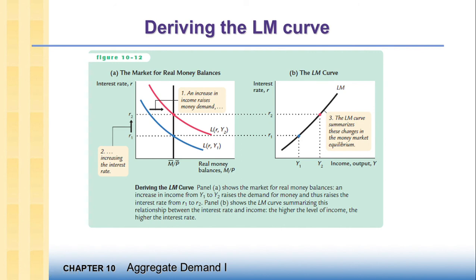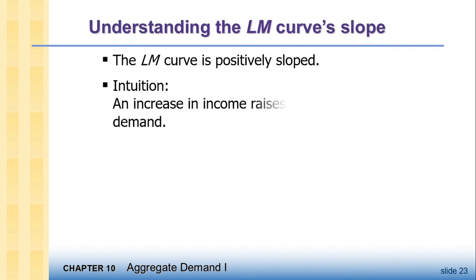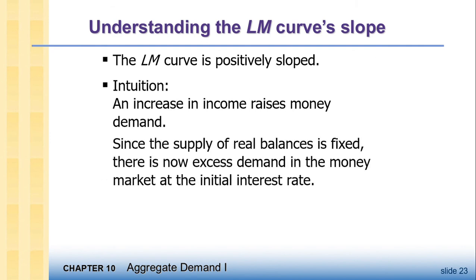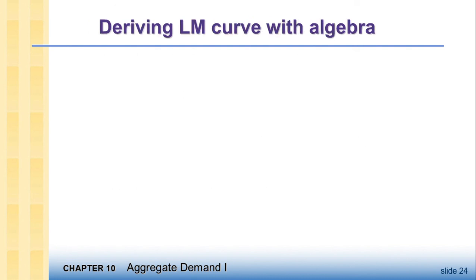And through which channel is this interest rate increasing? The interest rate is increasing through the channel of money demand: once income increases, people want to hold more money, and that is how we derive the LM curve. So necessarily the LM curve is positively sloped. The intuition is that the increase in income raises money demand, and since the supply of real money balances is fixed by the central bank, there is excess demand in the money market at the initial interest rate, so the interest rate must rise to restore equilibrium in the money market.